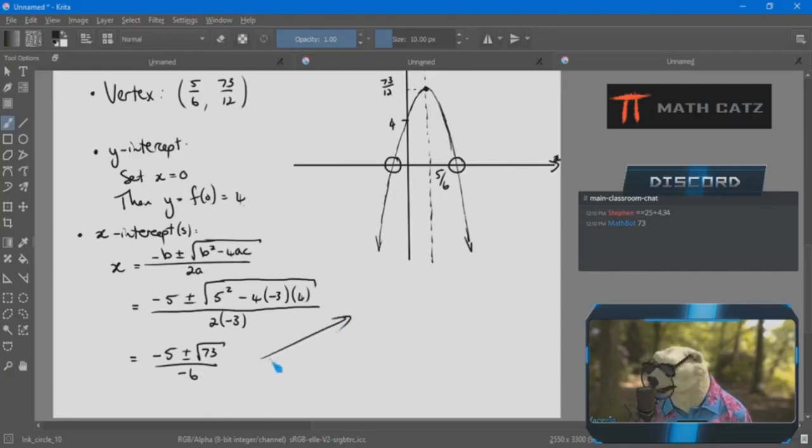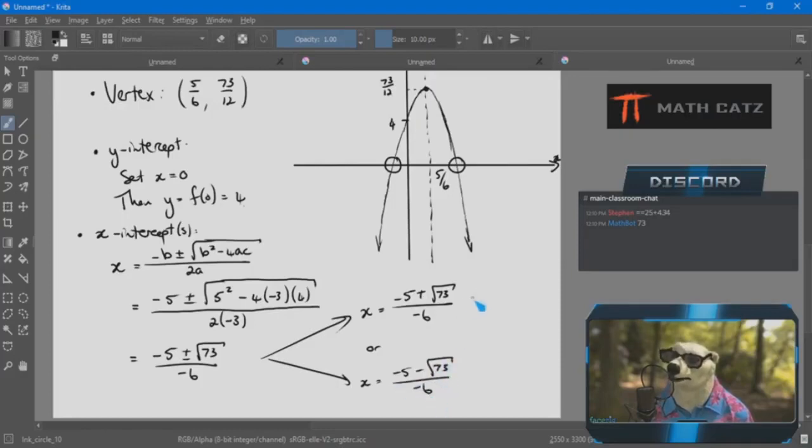So now this shows how it splits into two. One is -5 plus root 73 over -6. And the other one is -5 minus root 73 over -6. Let's see what we get here.